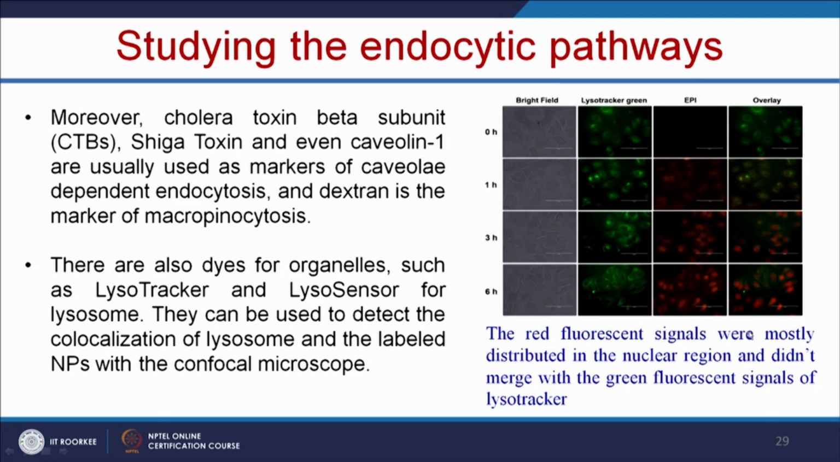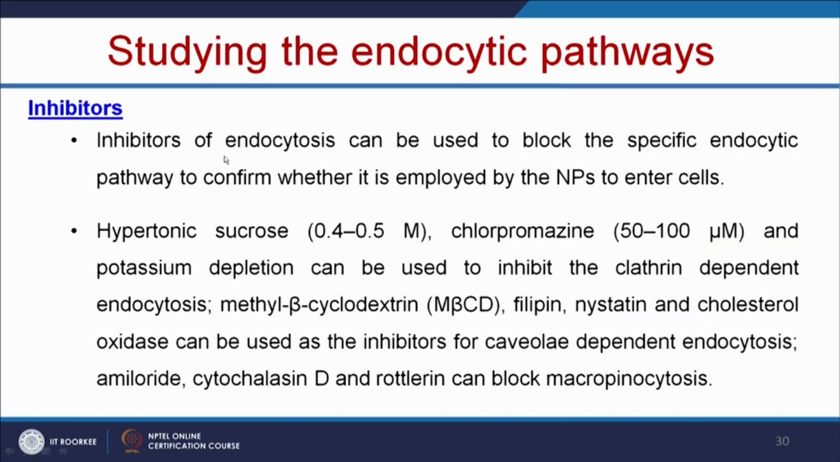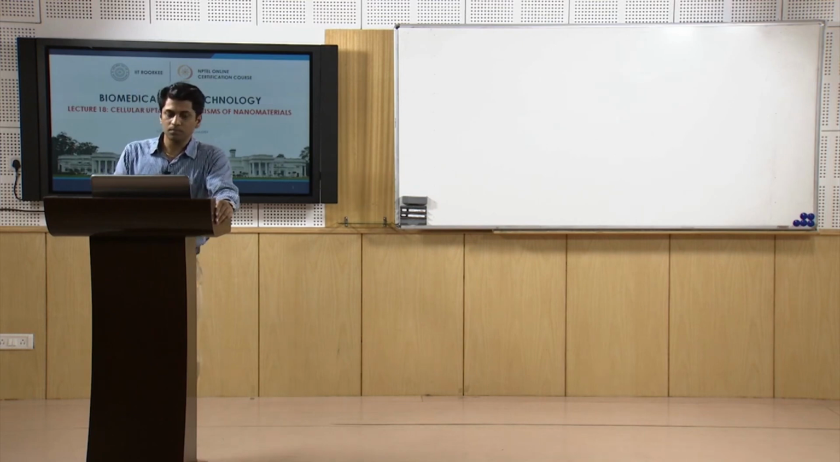the particular therapeutic molecule. There are several inhibitors also available which can be used to block a specific endocytic pathway to confirm whether it is employed by the nanoparticles to enter the cells. Some examples are hypertonic sucrose, chlorpromazine and potassium depletion, which can be used to inhibit clathrin dependent endocytosis, and these chemicals can be used to inhibit caveolin dependent endocytosis, and these molecules can be used to block macropinocytosis. By using these chemicals, we can block the particular endocytic pathway, add our nanoparticle, and check whether our nanoparticle is following this particular pathway or not.